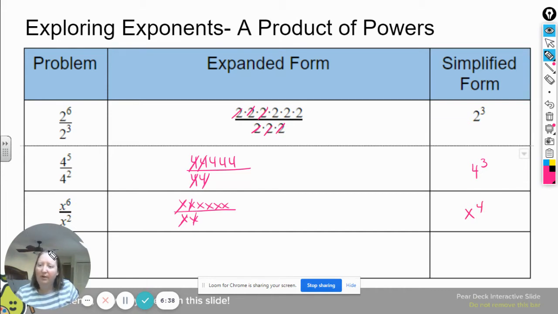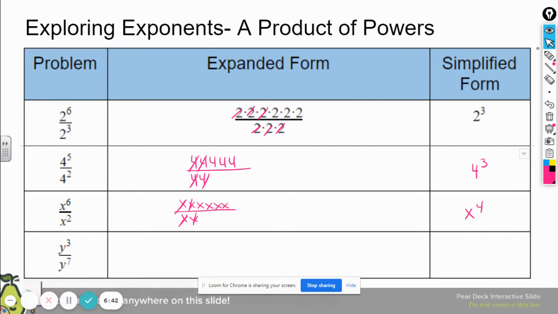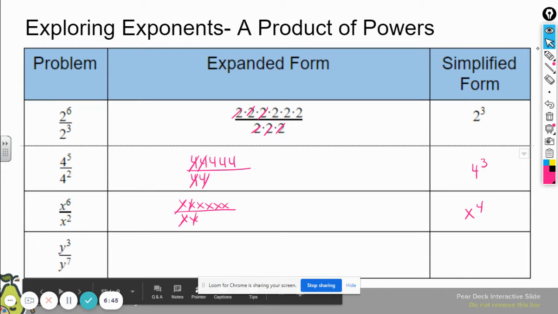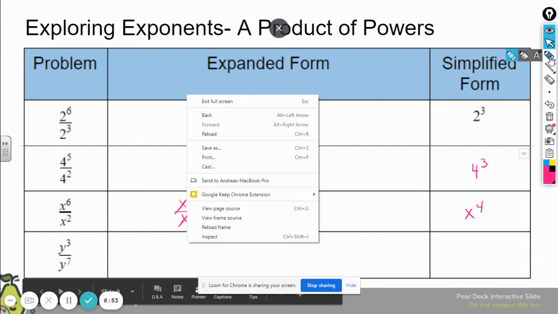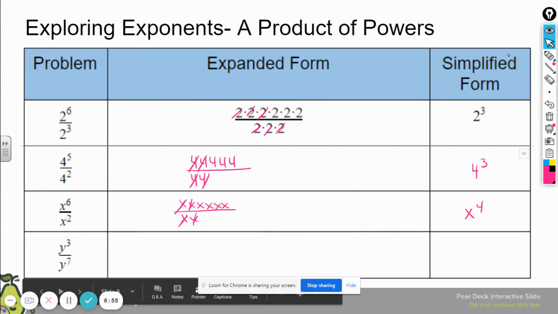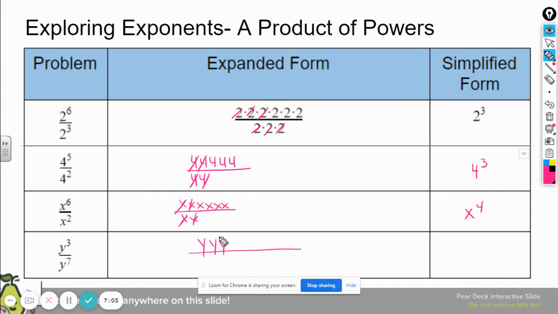Okay, now you can see this problem, y to the 3rd over y to the 7. There. Y, and y, 3 of them. This is called expansion. When you take an exponent and then you actually write them all out, that's called expansion. Y to the 7. So 1, 2, 3, 4, 5, 6, 7.